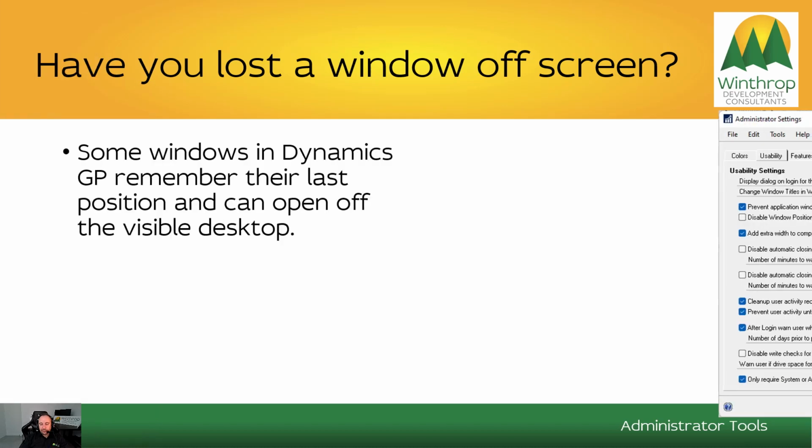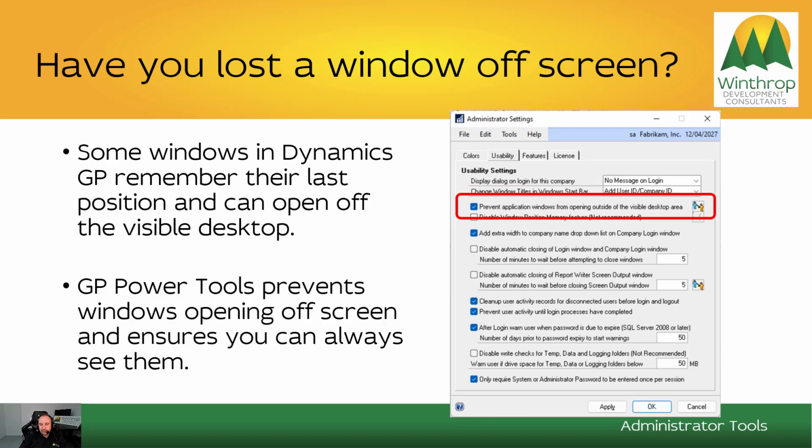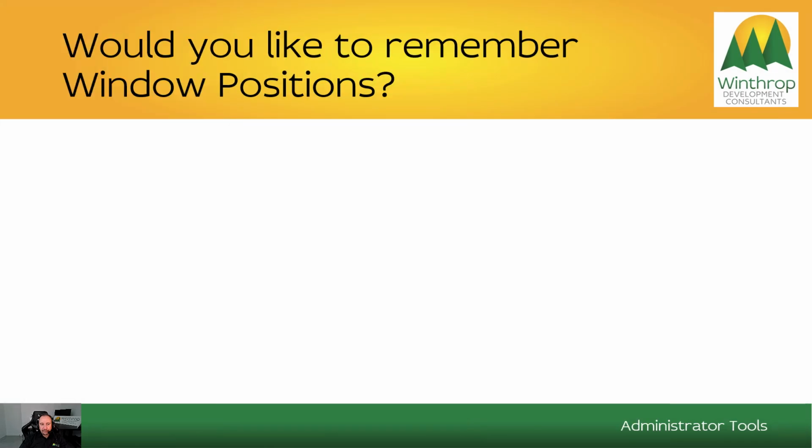If you've ever lost a window off screen, so you know it's open but you can't find it, GP Power Tools has an option to ensure that windows will never open off screen and are always returned back to the visible desktop. And this can happen with windows that remember their positions, such as the note windows. It's quite common to happen if you drag windows onto a second screen and then start working on another machine which only has a single screen.